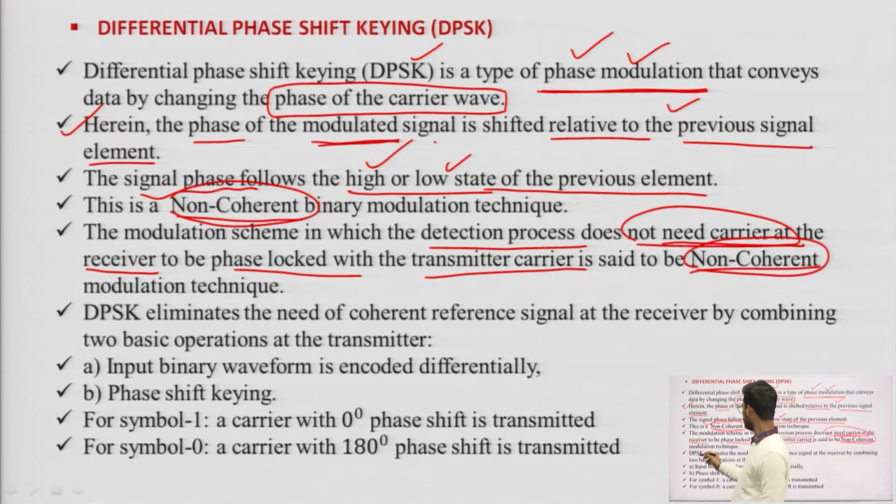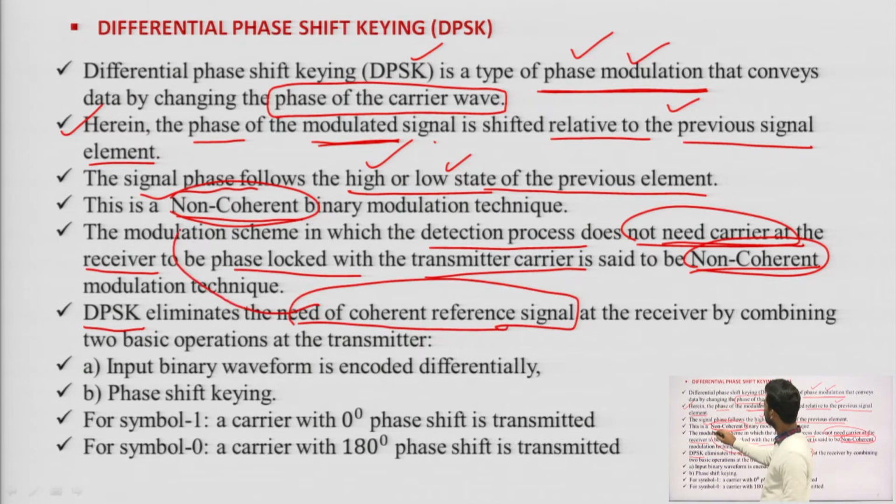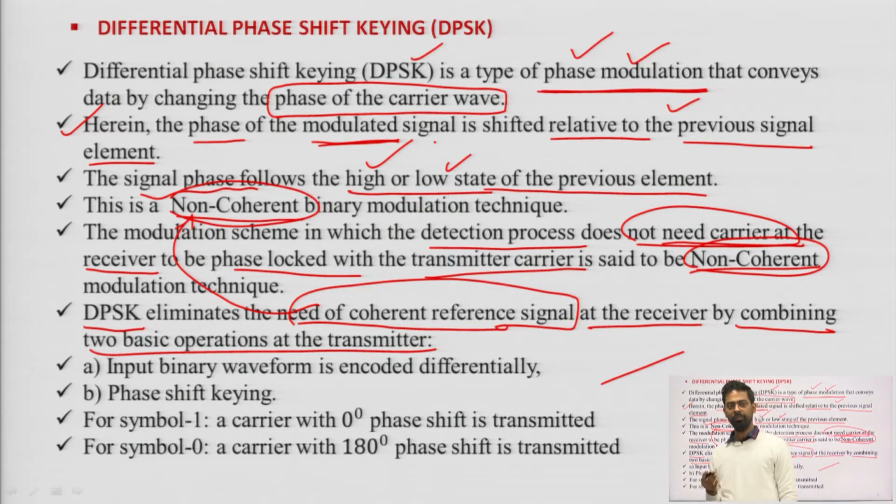So DPSK eliminates the need of a coherent reference signal. That is why it is known as a non-coherent binary modulation technique. I have explained these points elaborately. DPSK eliminates the need of a coherent reference signal at the receiver by combining two basic operations at the transmitter. So here we have omitted the coherence technique. Now what new technique is added here?